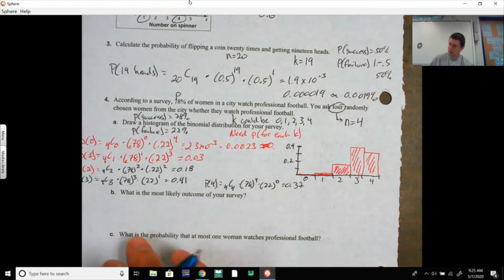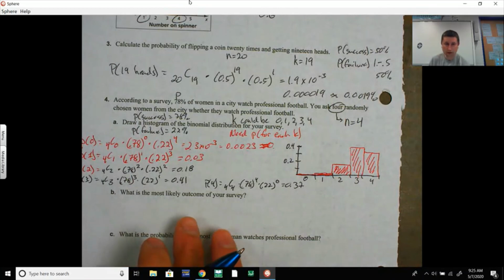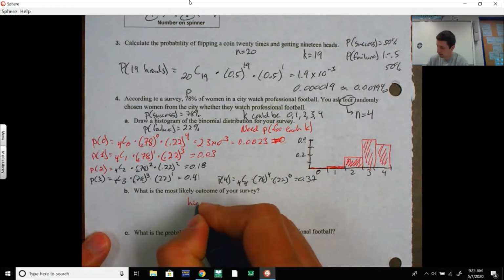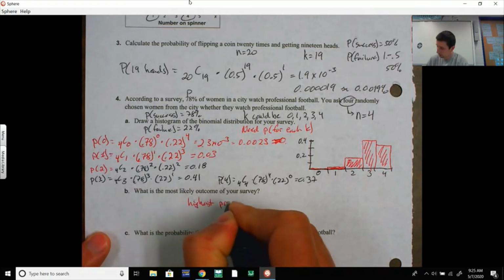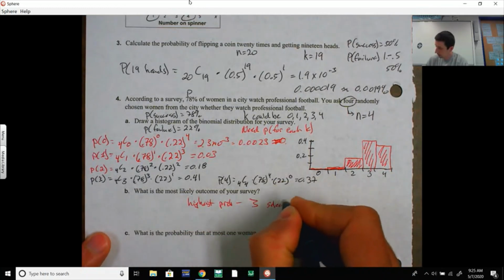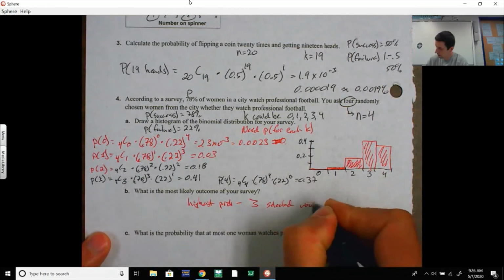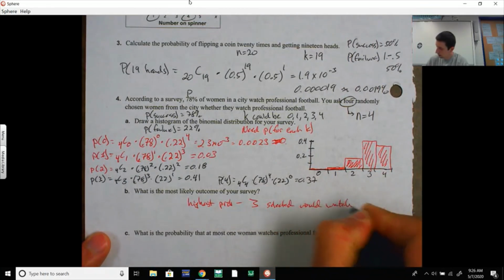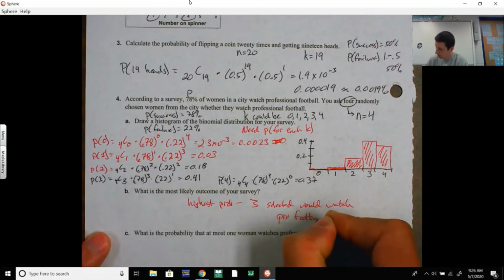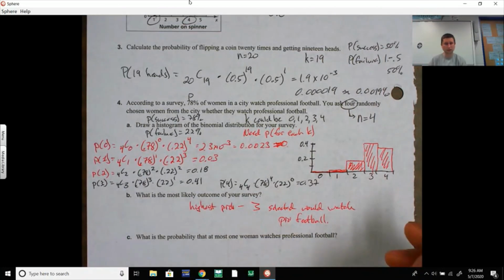Okay, what is the most likely outcome of your survey? Most likely would be the highest probability. So the highest probability is 3 selected would watch professional football. It kind of makes sense with our percentage. 78% is pretty much 75%, 3 out of 4. So since you're selecting 4 of them, that makes sense.